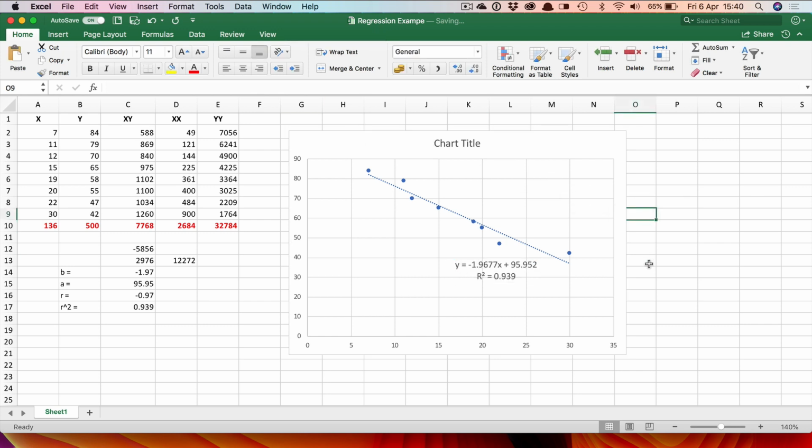Okay, so now we can see that this confirms our calculations: r squared of 0.939, a slope of minus 1.97, and an intercept of 95.95. So that shows you how to calculate the regression line and the correlation coefficient and r squared in Excel.